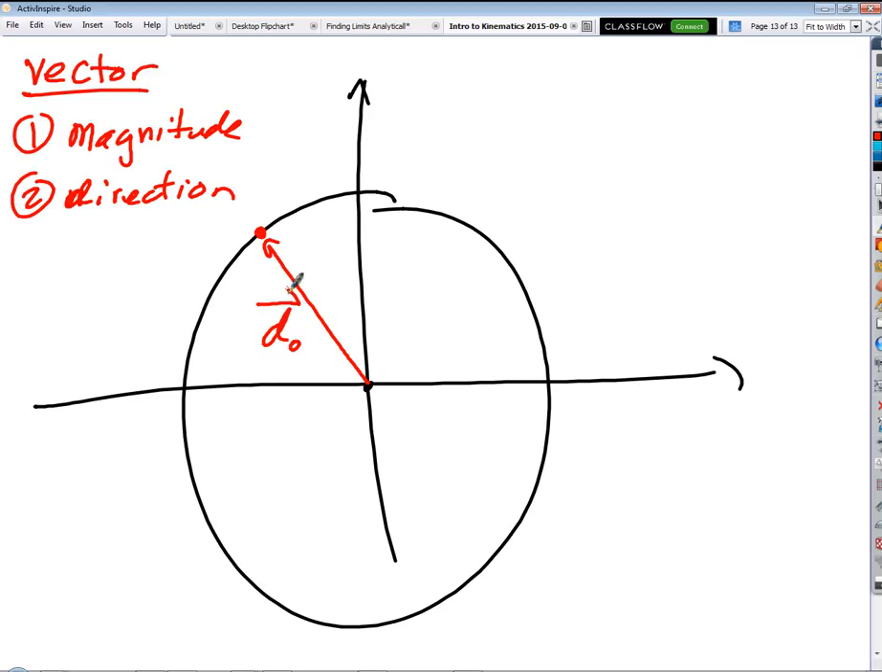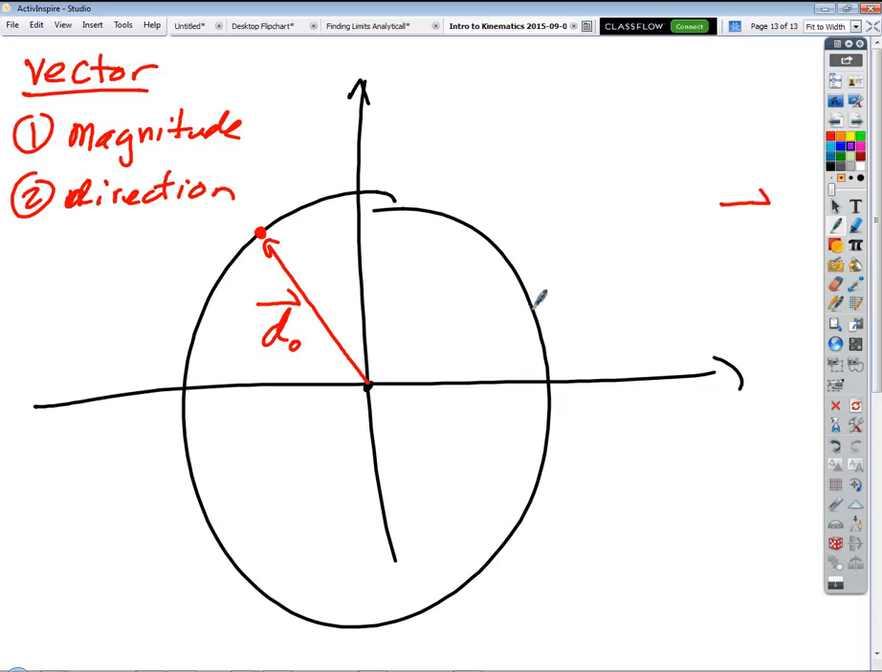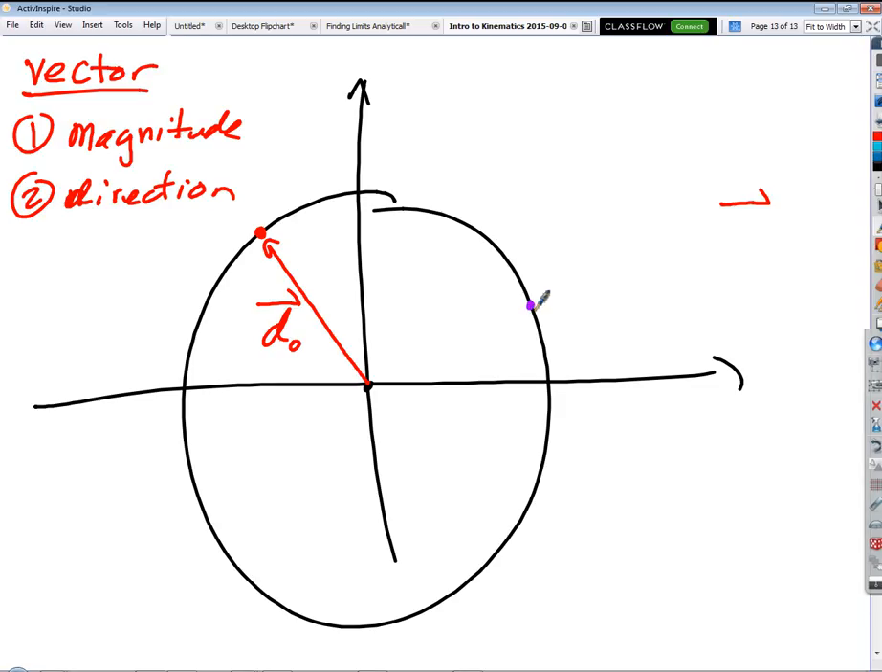So I'm going to do the traditional thing, and I'm going to write it with a vector hat. Whenever you put this symbol over a quantity, that tells you that it's a vector quantity, and it needs both a magnitude and a direction. Okay? Let's say that we end up right here. Okay, so that's my final position.